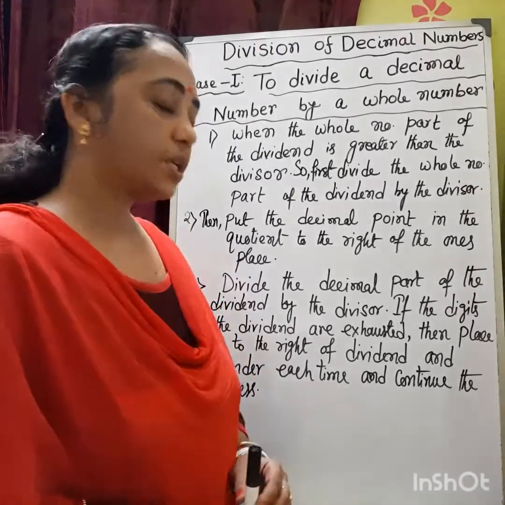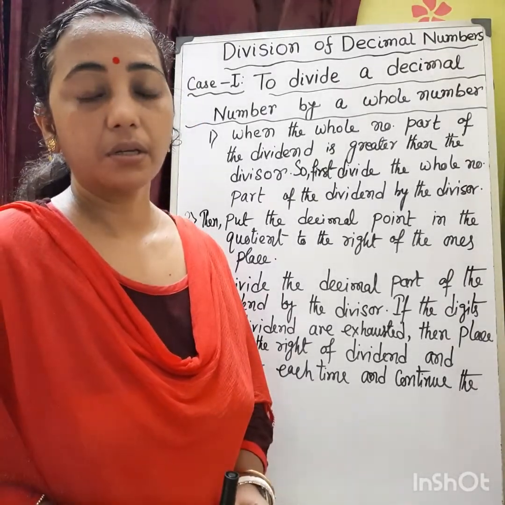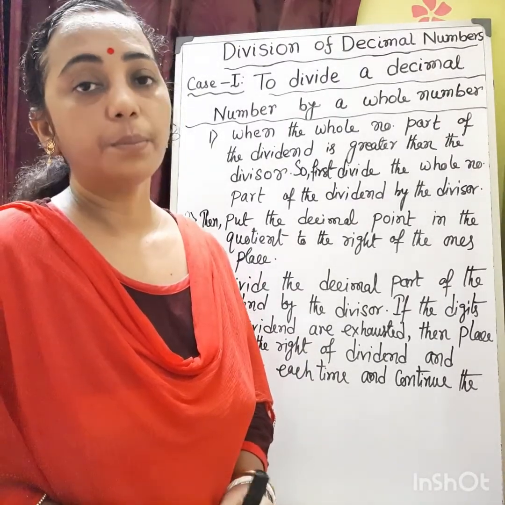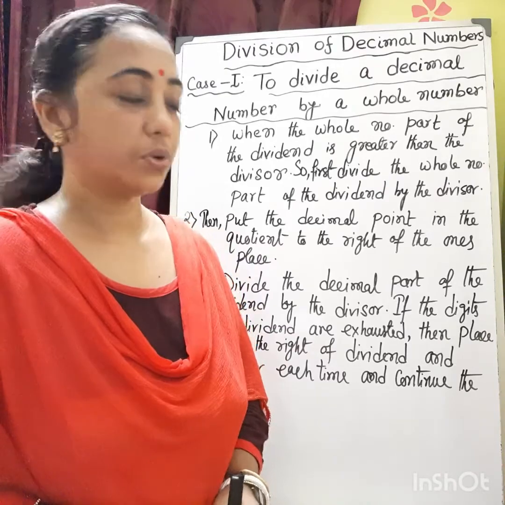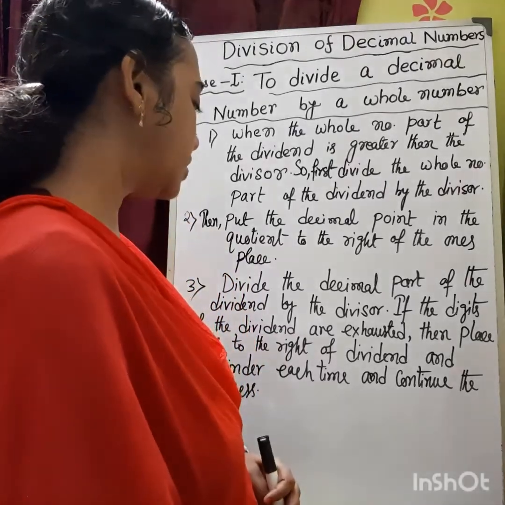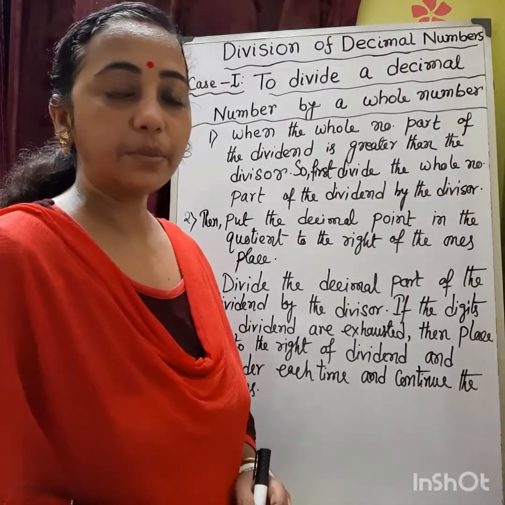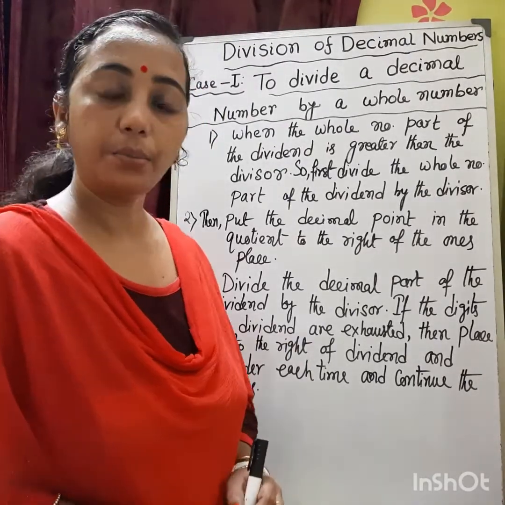If the digits of the dividend are exhausted, that is, no digit is left in the dividend but the remainder is not zero, in that case we place zeros to the right of the dividend and the remainder each time and continue the process.